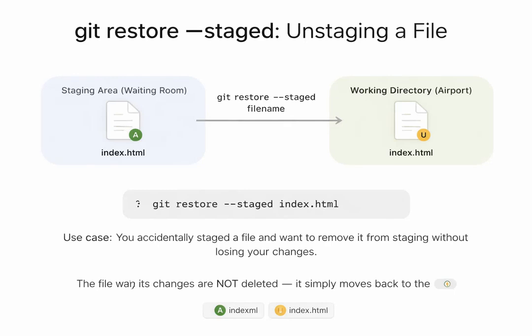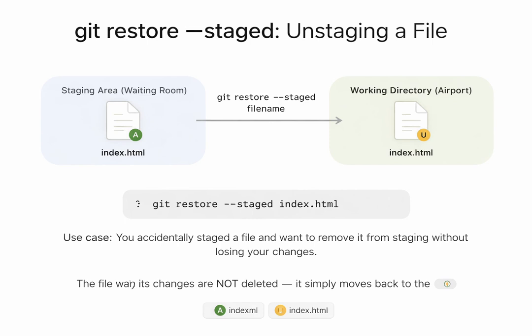Sometimes you'll add a file to the staging area and then realize you don't want to commit it yet. Maybe you staged the wrong file, or you want to make more changes first. The command git restore --staged, followed by the file name, lets you unstage a file. It moves it back from the staging area to the working directory. Importantly, this does not delete your changes. Your code is completely safe.